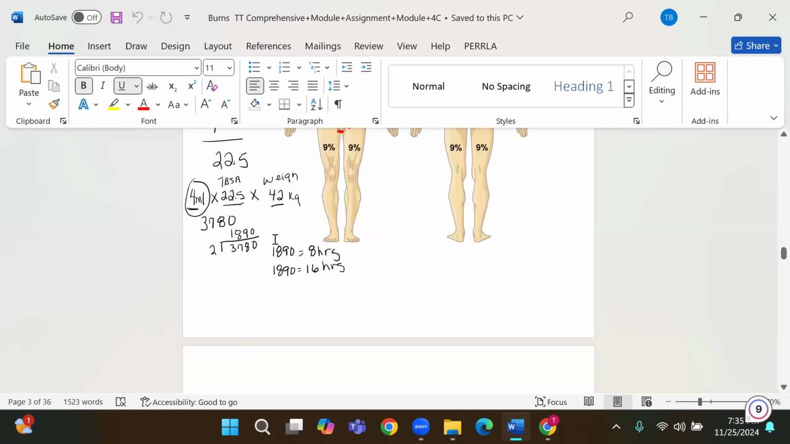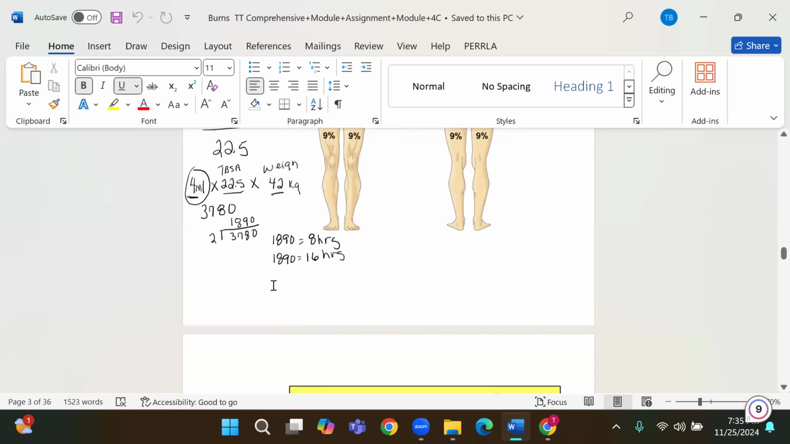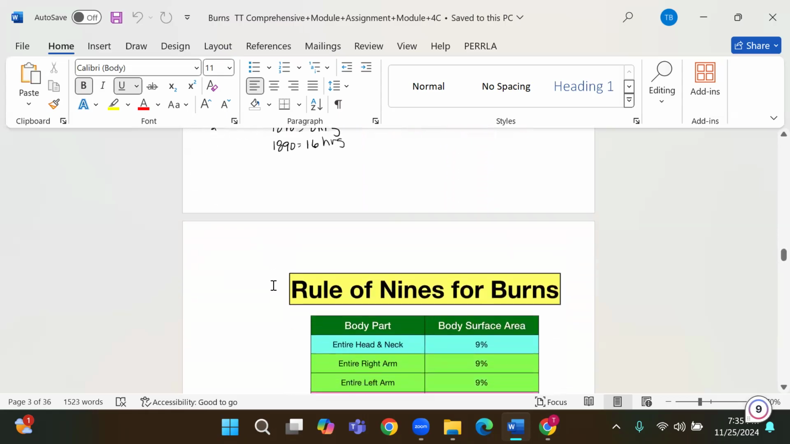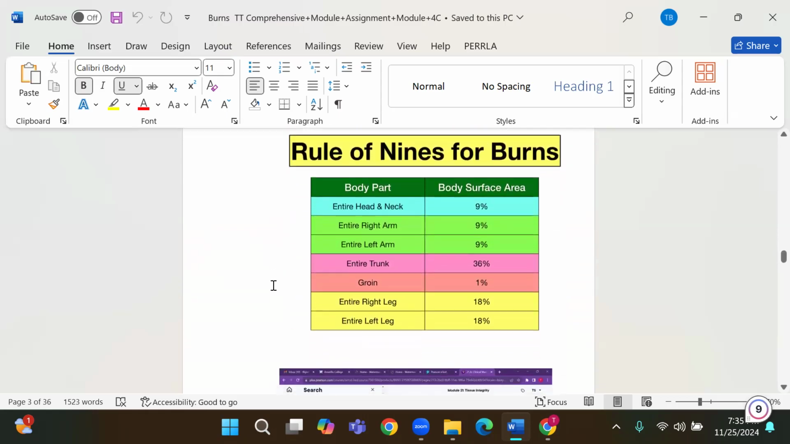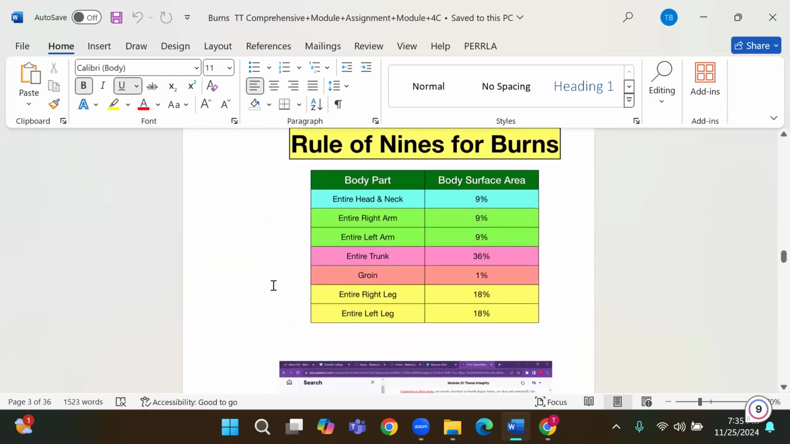Okay. You're going to give 1,890 mils in the first 8 hours. That's 50% of that fluid. And then over the next 16 hours, you're going to give another 1,890 mils. I will see if there's some practice questions on that, but that is what the Parkland-Burn formula is. And if you look, it says rule of 9 for burns.